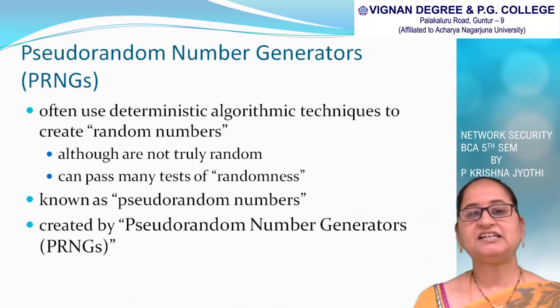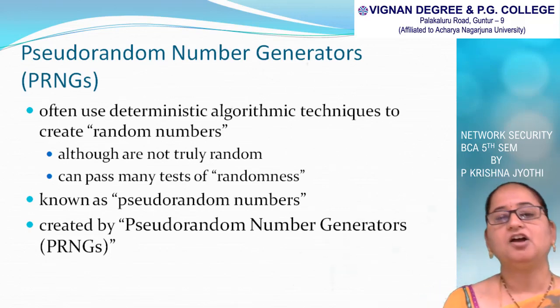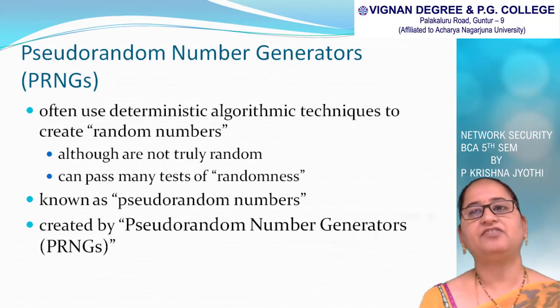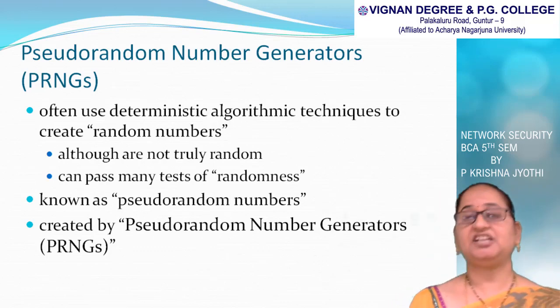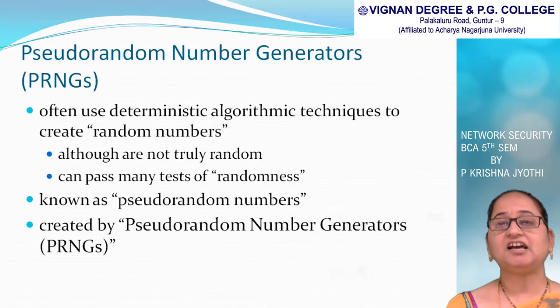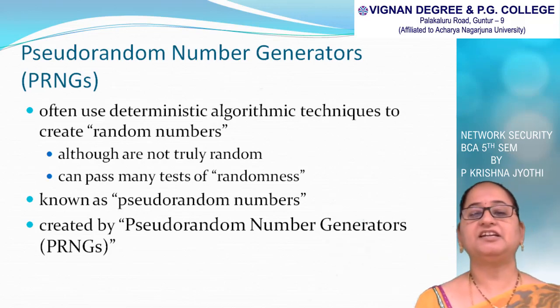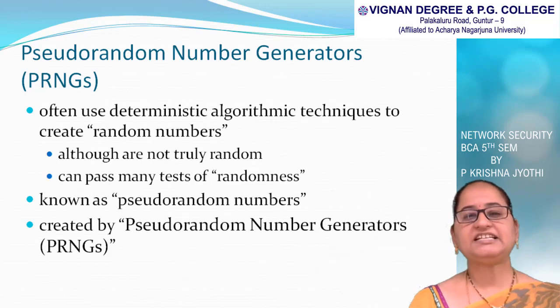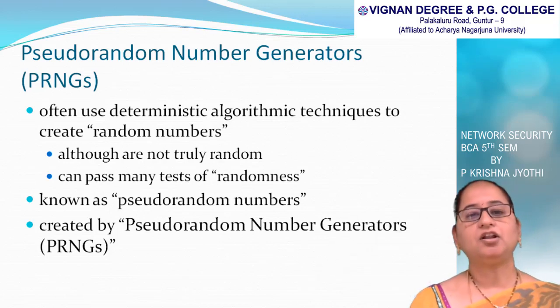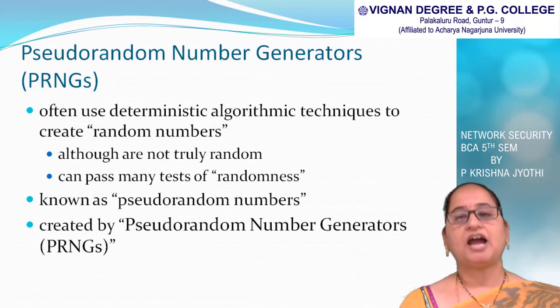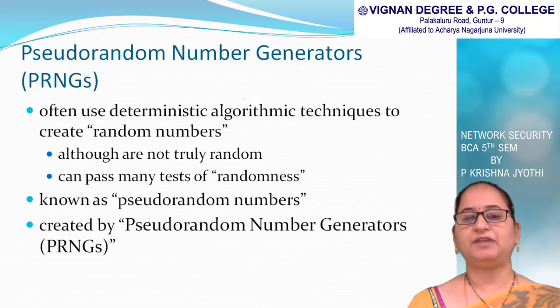So, the next one is random number generators. What is a random number generator? Why do we use random number generators? In order to generate the session keys, we use the random number generator concepts. It is a deterministic algorithmic technique to create random numbers. Though they are not truly random, they can pass many tests of randomness, and so they are called pseudo random numbers.